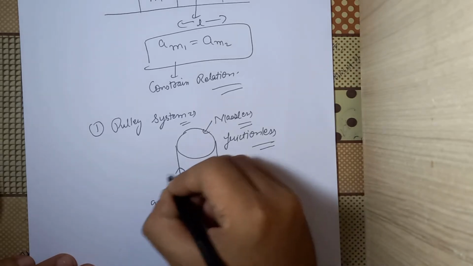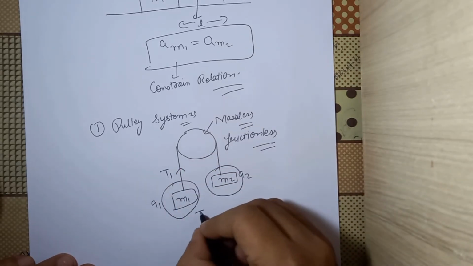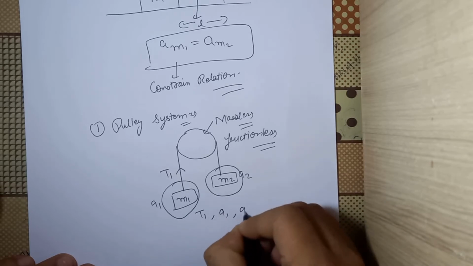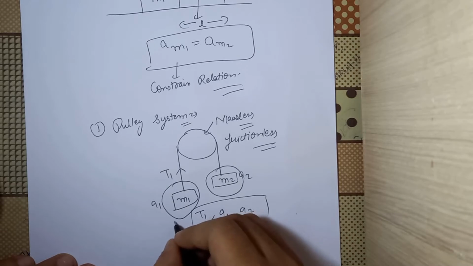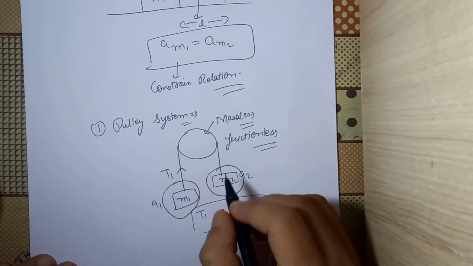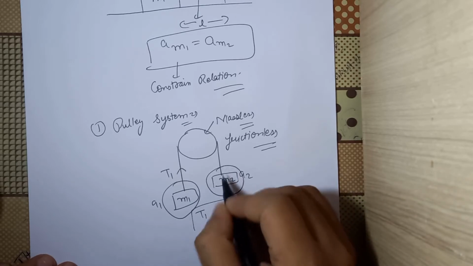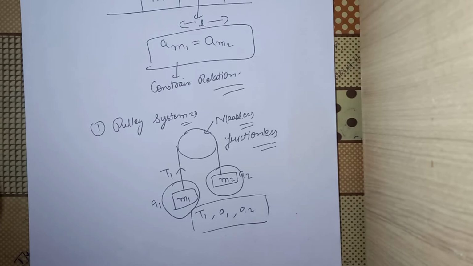I also have a variable called tension. So I have three variables, T1, A1 and A2. And the equations that I can make based on the FBD are only two. I can solve forces in the vertical direction for m1, and I can also solve the forces in the vertical direction for m2, and write two equations. In these cases where we have more variables and fewer equations, there is one more equation that we require, and that equation we get by applying the constraint relation.